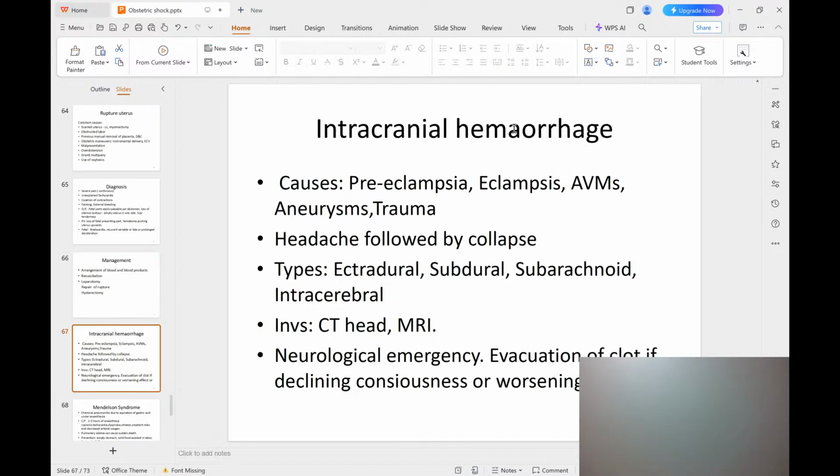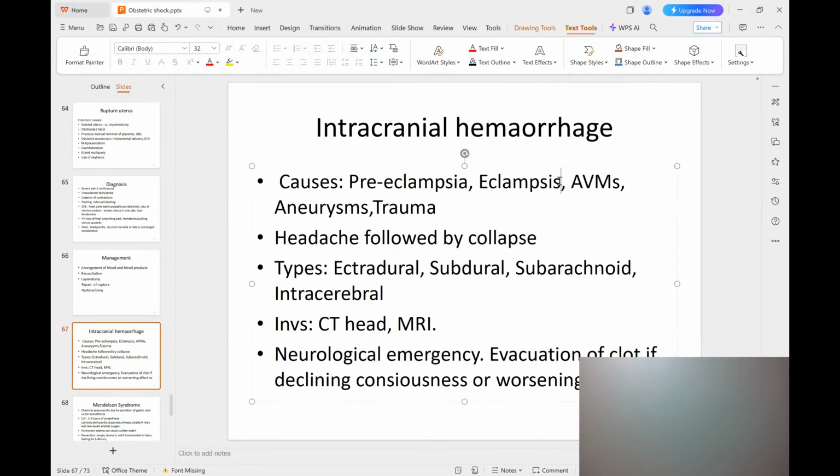Now, intracranial hemorrhage. Some causes are preeclampsia, eclampsia, arteriovenous malformation, aneurysm, and trauma. There will be severe headache, which will be followed by collapse. There can be hemorrhages that will be extradural, subdural, subarachnoid, or intracerebral, and investigations like CT head and MRI should be done. If there is a neurological emergency, then evacuation of clot is done.